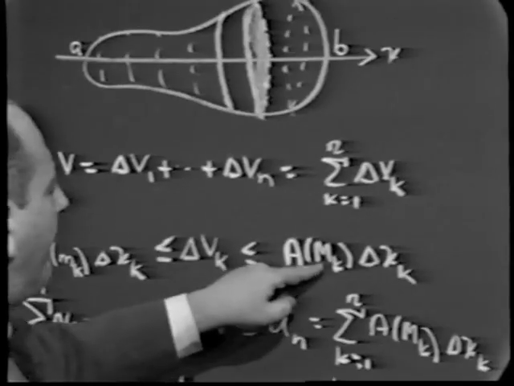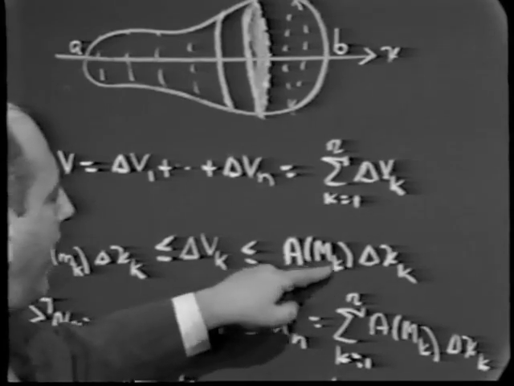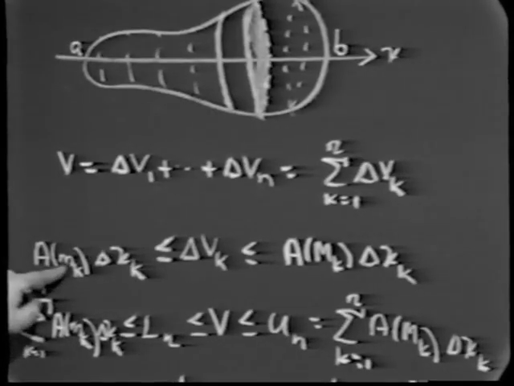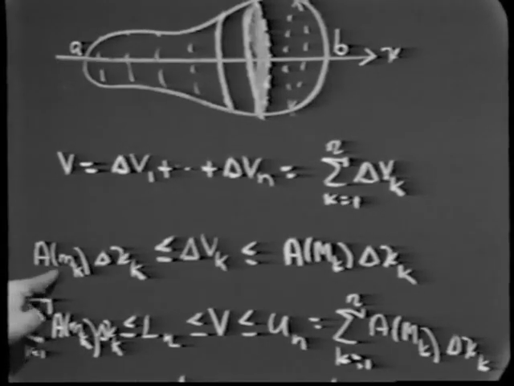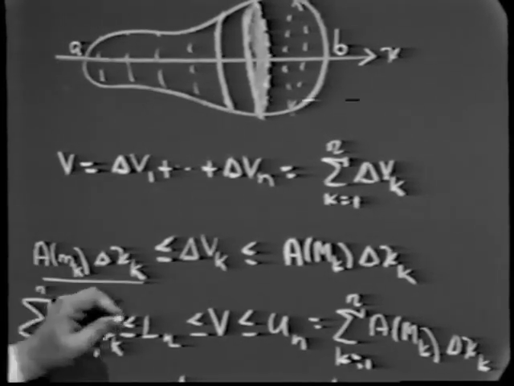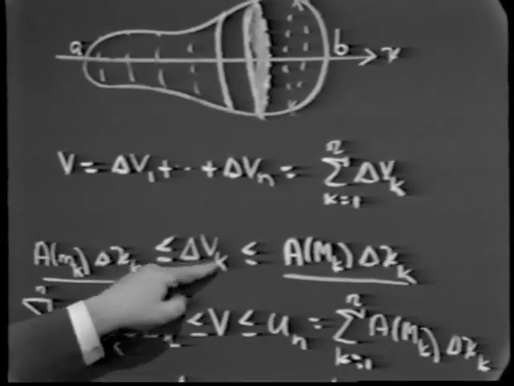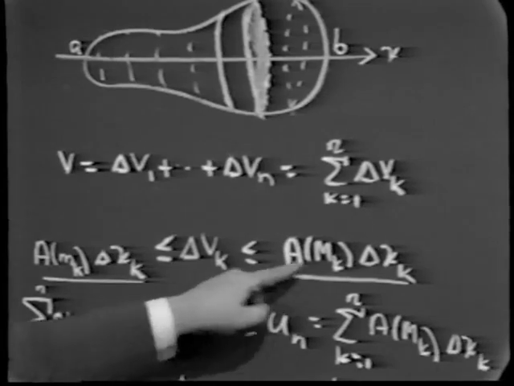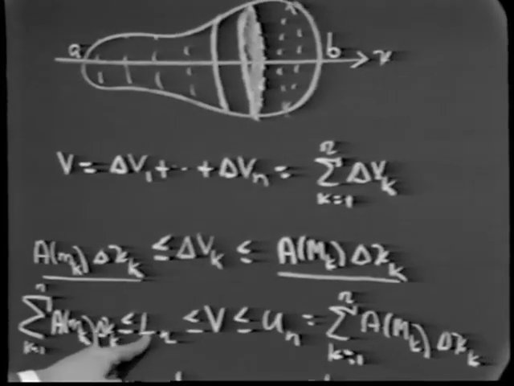In other words, what I do is I find the biggest possible cross-sectional area I have in this interval, and I denote the x value at which that occurs by capital M sub k. I find the value of x, which I call little m sub k, at which I get the smallest cross-sectional area, and therefore the inscribed cylinder has volume given by this. The circumscribed cylinder has volume given by this, and the piece that I'm looking for, the true volume, is caught between these two. Therefore, if I add these up as k goes from 1 to n, I've caught V between u sub n and L sub n.